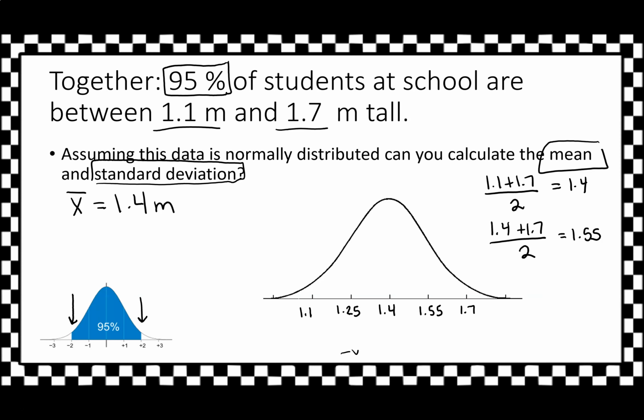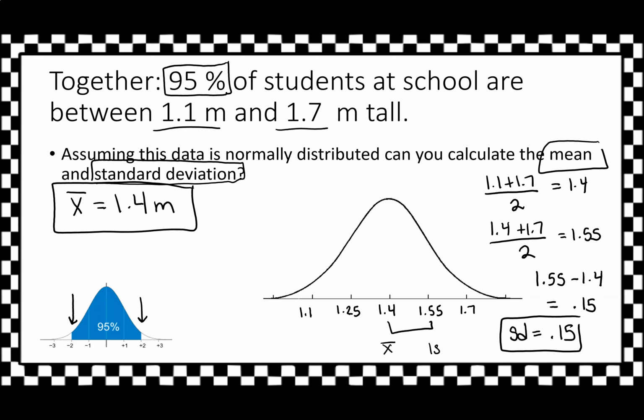But what the question is really asking is, what's the standard deviation? To get from our x bar to 1 standard deviation away, we jump a standard deviation. So all I have to do is 1.55 minus 1.4, and that gives me 0.15. And 0.15 is my S, or if you want to write SD for standard deviation, of 0.15. Have we got what we needed? We've got our x bar and our standard deviation.